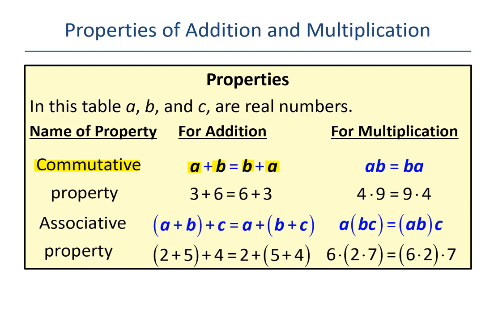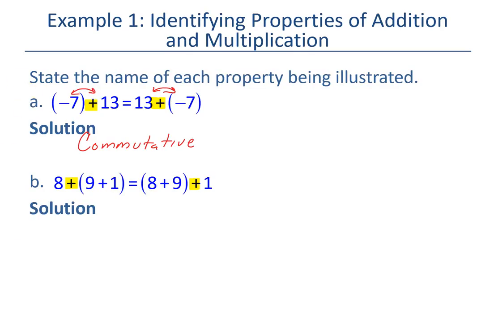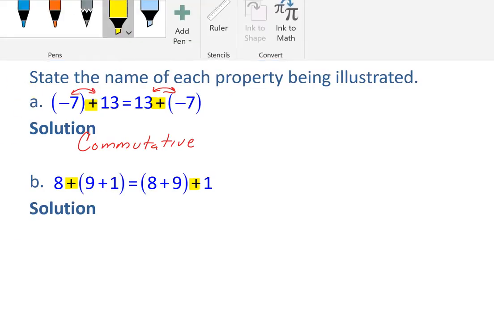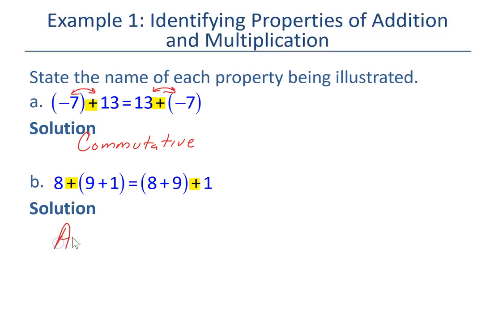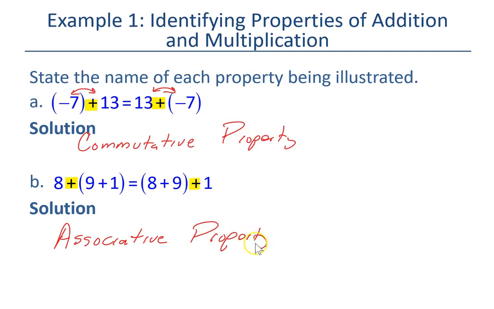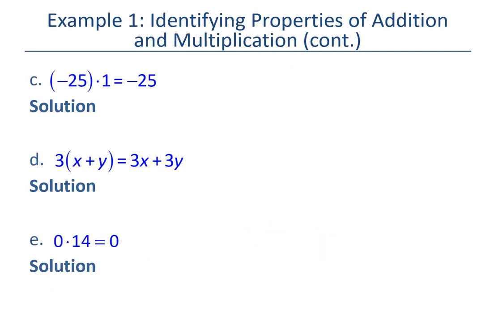So if we come down here, it looks like we have the associative property. So let's go ahead and write that in. Associative, and I guess it'd be proper to put property down. Let's just do that. And this is honestly how the homework's going to go.